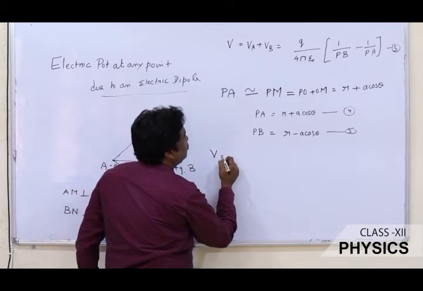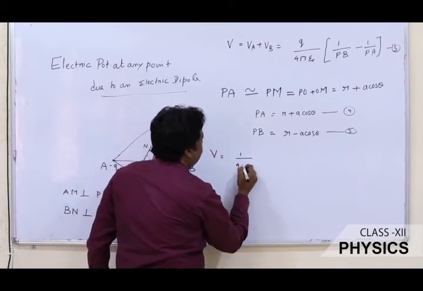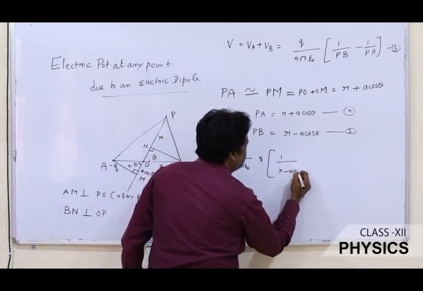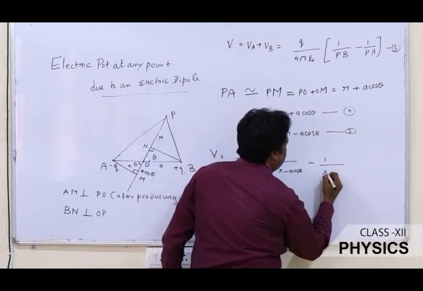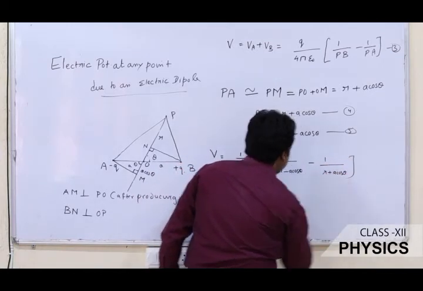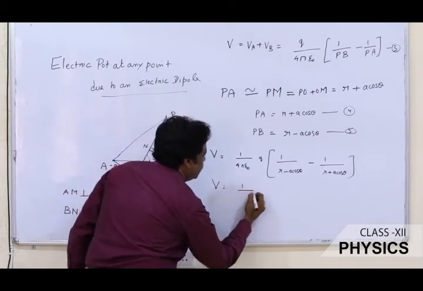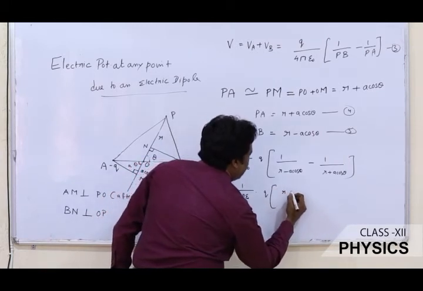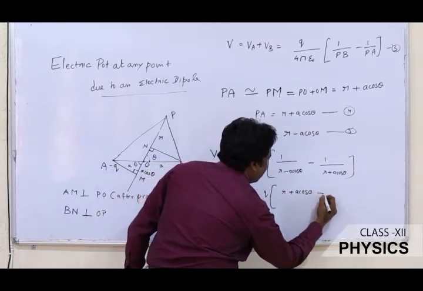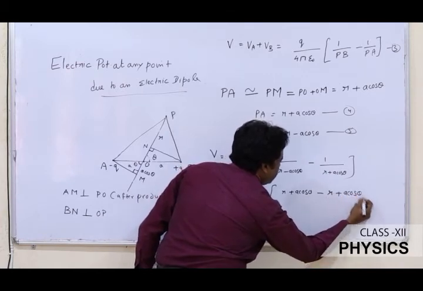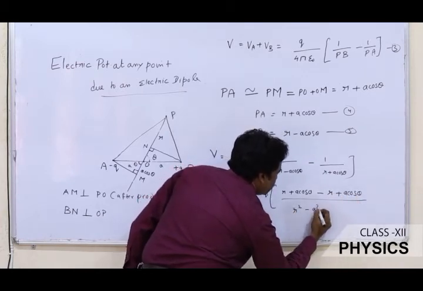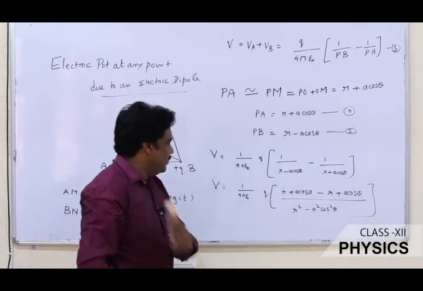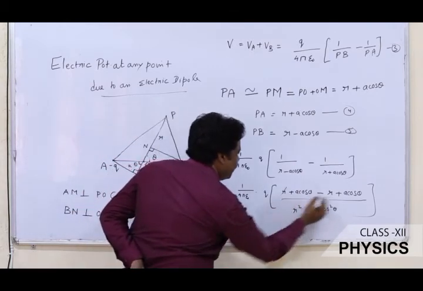So put it back. It will be V is equal to 1 by 4 pi epsilon naught Q into 1 by R minus A cos theta minus 1 by R plus A cos theta. Now, that is V is equal to 1 by 4 pi epsilon naught Q into R plus A cos theta minus R plus A cos theta by R square minus A square cos square theta. I think the simplification is very easy. For that I am proceeding in a quick way.